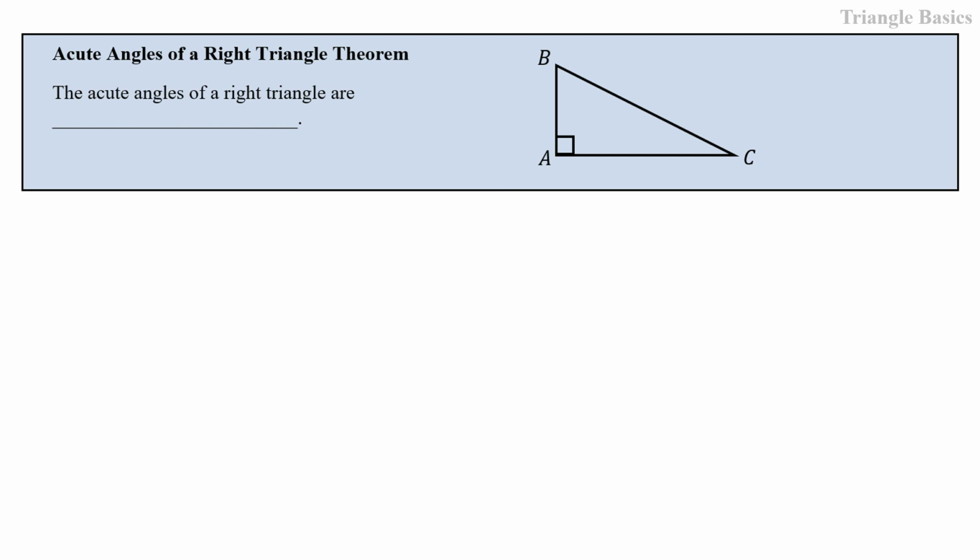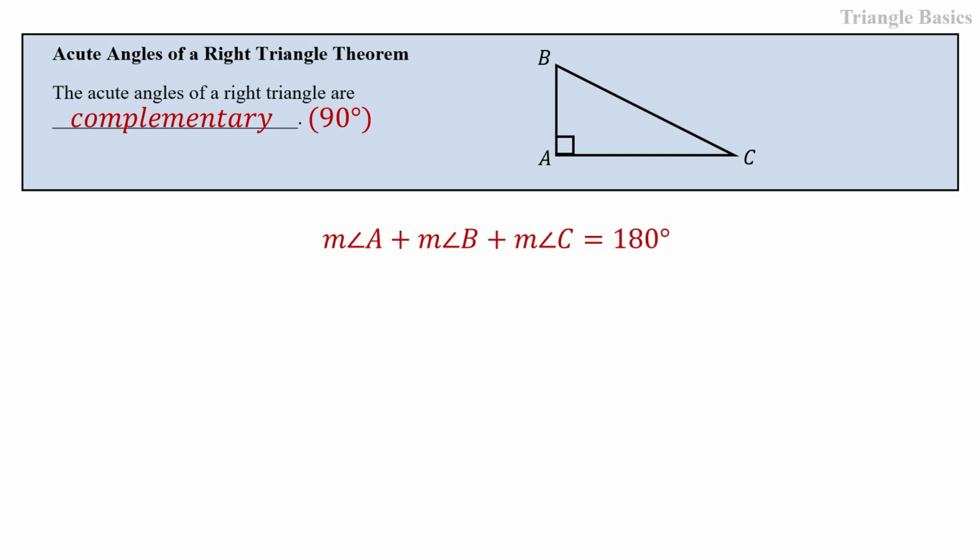All right, now we're going to piggyback off that last theorem we talked about, and we're going to talk about this theorem here. The acute angles of a right triangle theorem says that the acute angles of a right triangle are going to be complementary. Okay. Now, if you notice, this is your 90-degree angle there, and angle B is acute and angle C is acute. And if you remember, complementary means two angles that add up to 90. Okay, so what this is saying is that angle B and angle C are going to add up to 90 degrees. And here's a quick proof.